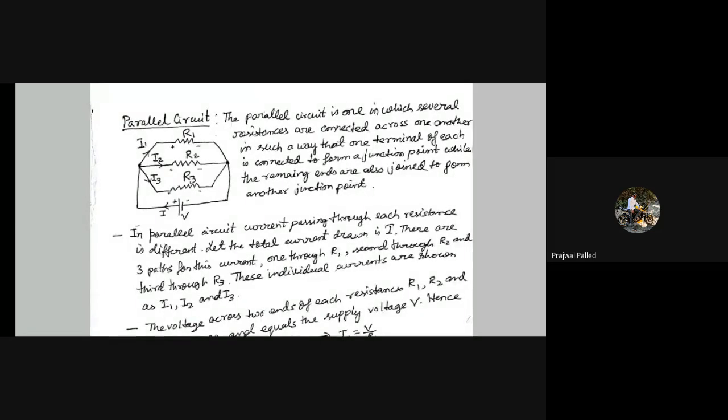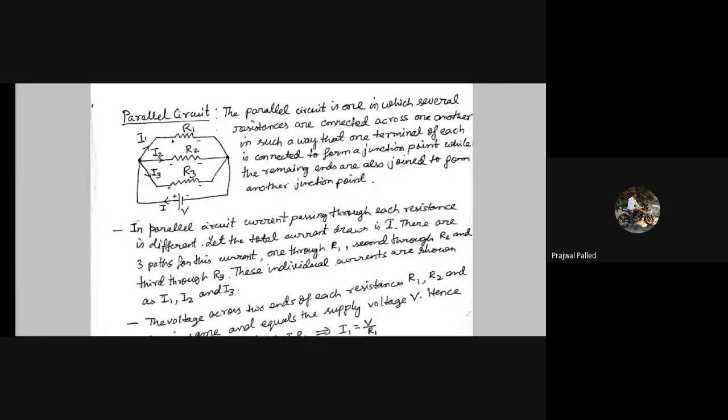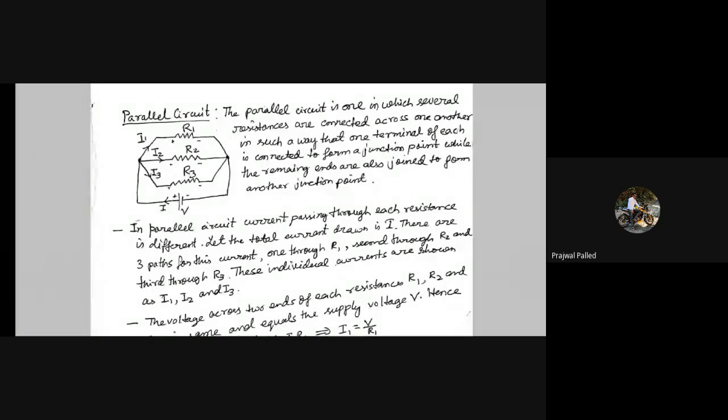So the parallel circuit is one in which several resistances are connected across one another in such a way that one terminal of each is connected to form a junction point, while the remaining ends are also joined to form another junction point. You see two junction points are there. The starting of resistance is connected to one junction point, ending of the resistances is connected to another junction point. So this is an example of parallel circuit.